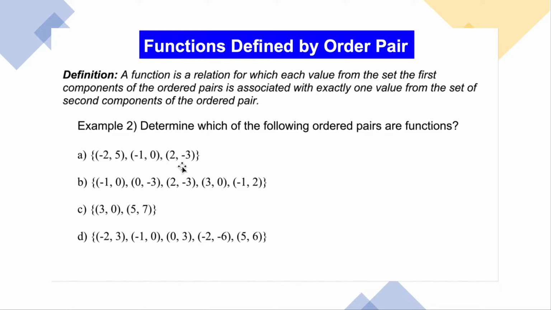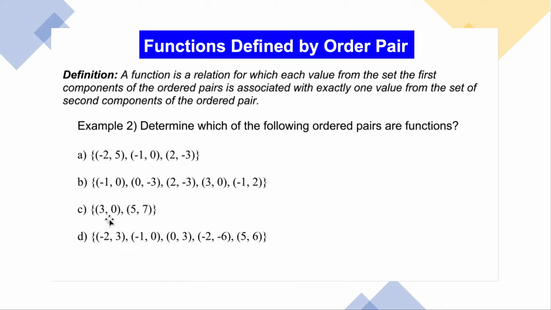This is a function because each first component is associated with exactly one second component. Now going to B, and of course this is a relation too, because a function is a relation. I just want to mention this, it is important. B is (-1, 0), (0, -3), (2, -3), (3, 0), and (-1, 2). But as we see here, the first component -1 is associated with two values, 0 and 2. This is not a function. This is just a relation. So B is not a function.